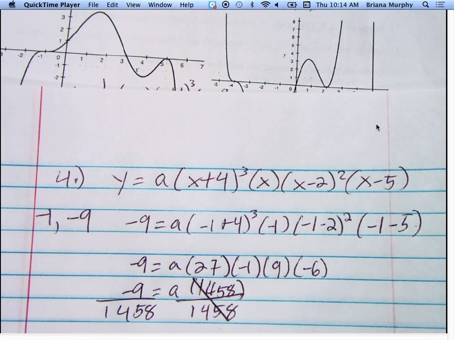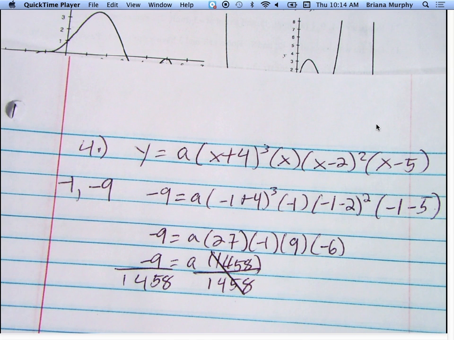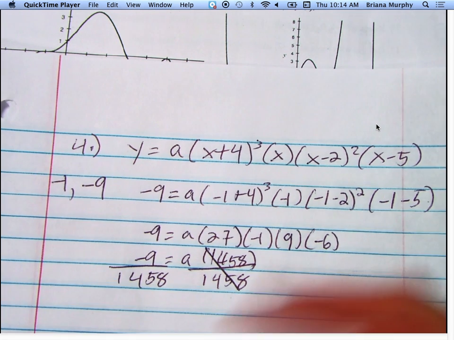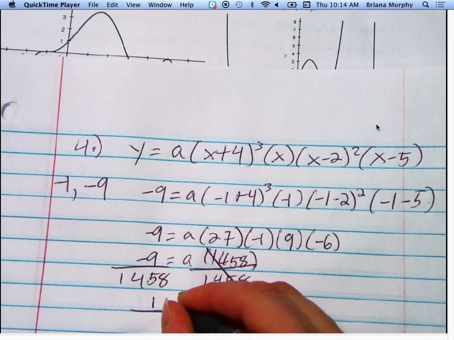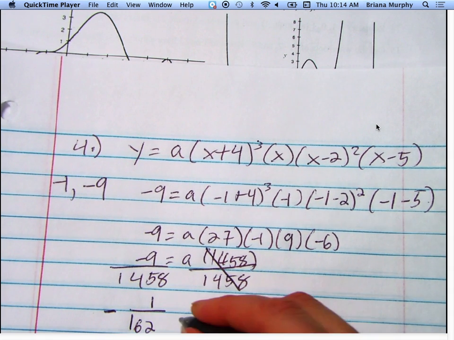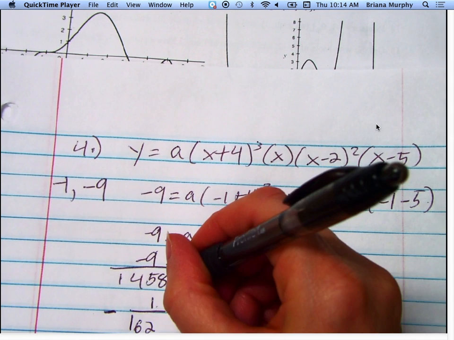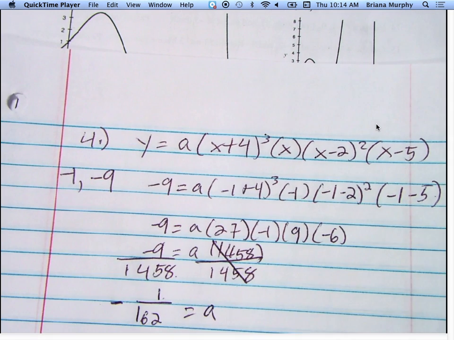Okay, but I could probably reduce this. So my answer for number 4 is 1 over that. So I'm going to take 1,458. So I get 1 over 162, and it's negative, because 9 goes into 9 one time, and 9 goes into 1,458 162 times.